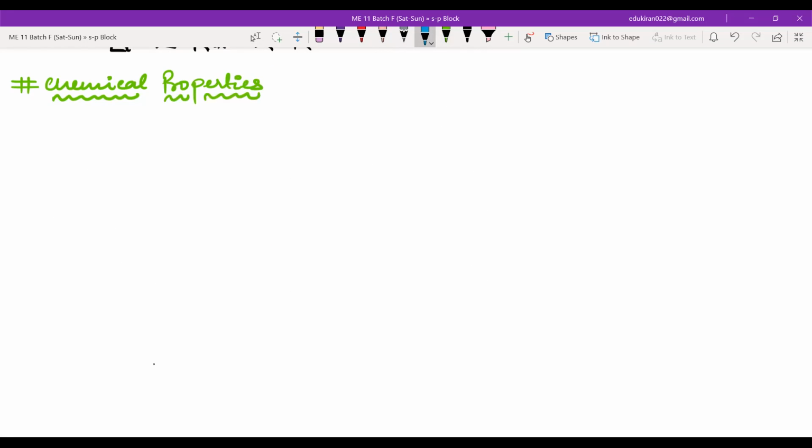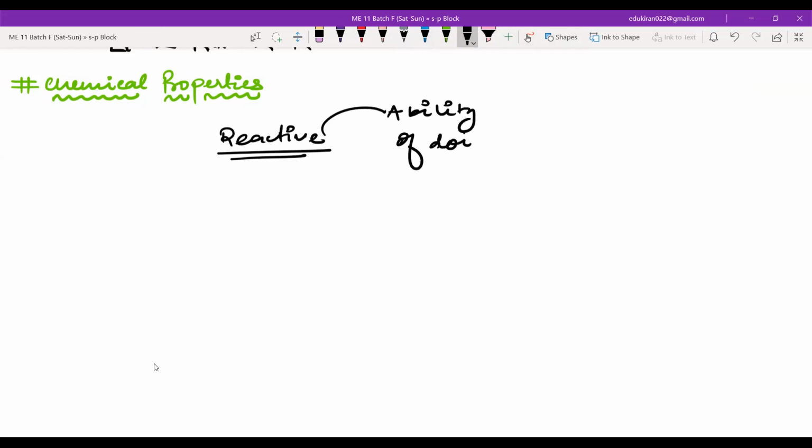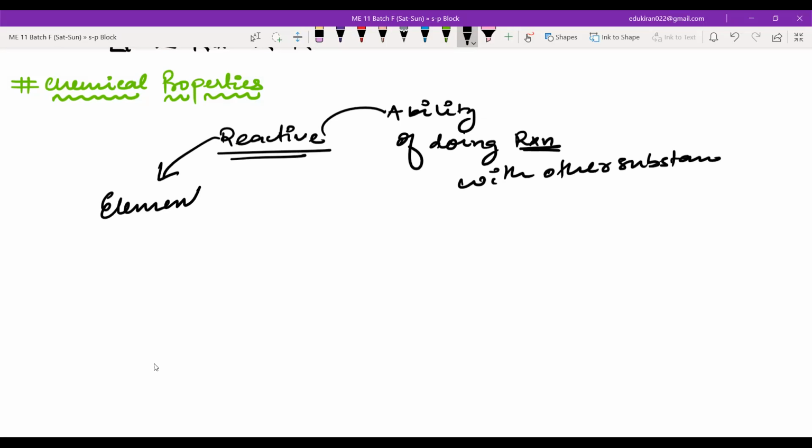Okay. Now, first thing we should discuss: what is the reactivity of these elements? When I talk about the reactivity of anything, that means I am talking about the ability of doing reactions, and whenever you are doing reactions with other elements, with other substances, right? With other substances.